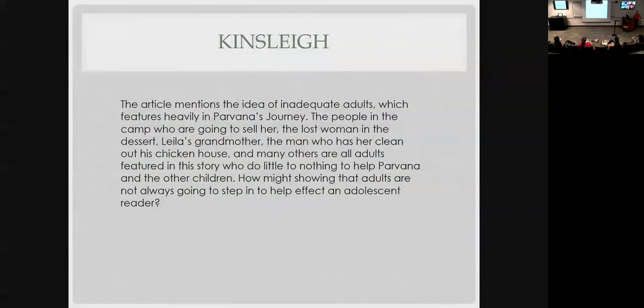Heavily in Pravana's journey: the people in the camp who are going to sell her, the lost woman in the desert, Leela's grandmother, the man who has her clean out his chicken house. Dear God, I was so glad she went back for the chicken and the eggs. Me too. And many others are all adults featured in this story who do little to nothing to help Pravana and the other children. How about showing that adults are not always going to step in to help affect an adolescent reader?